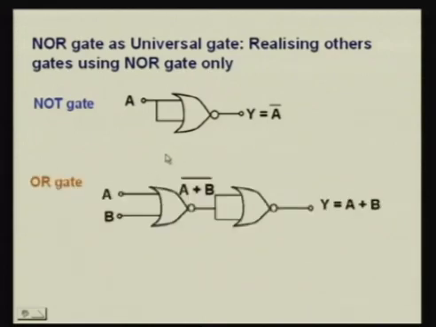OR gate. Now for an OR gate we have to invert the output of the first NOR gate by using a second NOR gate. So we have A and B, and the output of the first NOR gate will be A plus B complement, and we again invert it by using a NOR gate as a NOT gate. We will be getting Y is equal to A plus B, which is simply the function of an OR gate. Now how can we realize an AND gate using only NOR gates?